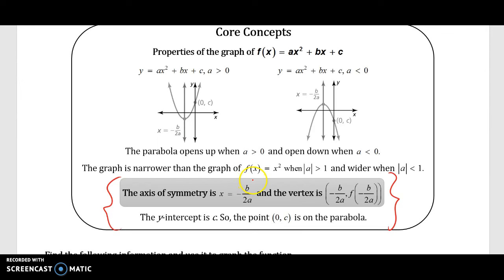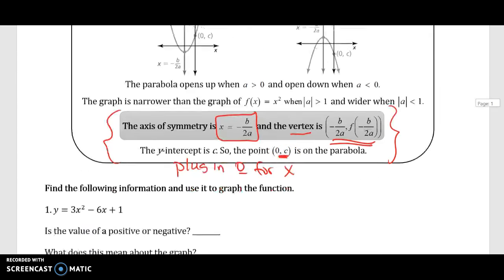The axis of symmetry is found by this equation right here: x equals negative b over 2a. Once you have the axis of symmetry, we can use that to find the vertex, which is that same negative b over 2a, and then we'll plug it in to get a y value, and I'll show you an example of this. The other big takeaway is the y-intercept: plug in 0 for x. When we plug in 0 for x, it makes the a and the b go away, and it leaves us with just c. So let's look at an example and put this to work.